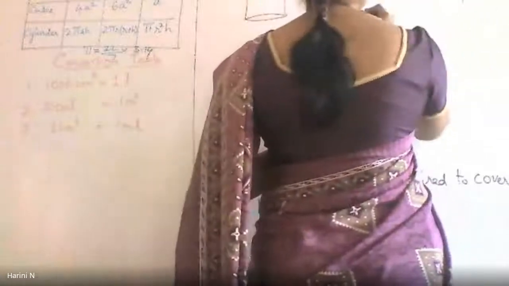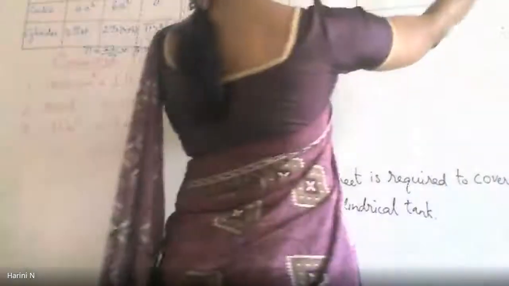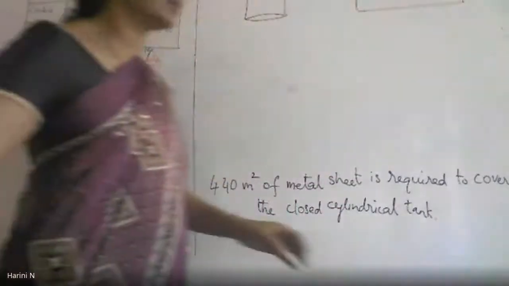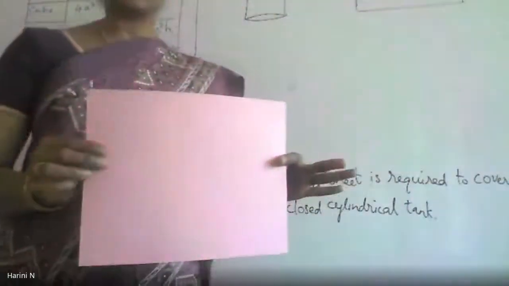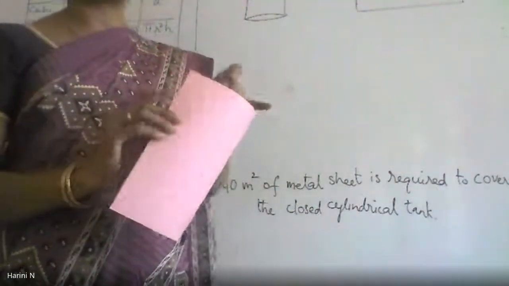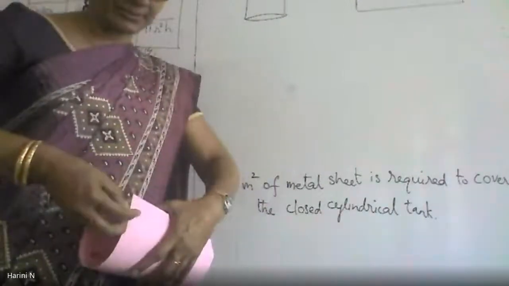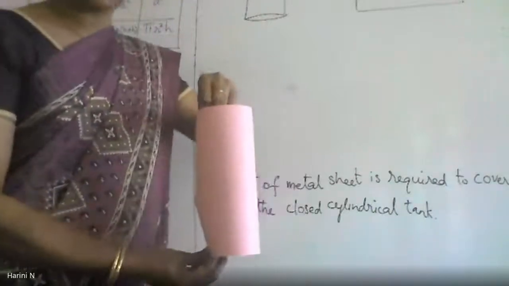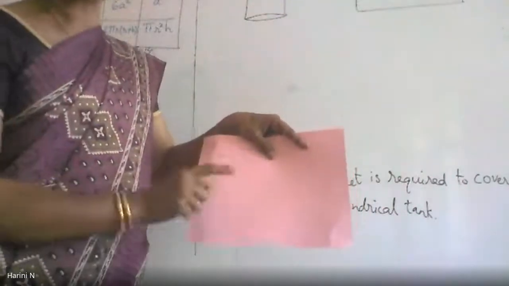When you cut, it will open up like a rectangle. This I think we have discussed already. When you cut open and spread the cylinder, it will open up to form a rectangle. Or when a rectangle is folded around, you will get a cylinder. Suppose you have this rectangular sheet. I can roll it up like this to form a cylinder, right? When I cut it open, it will open like a rectangle.